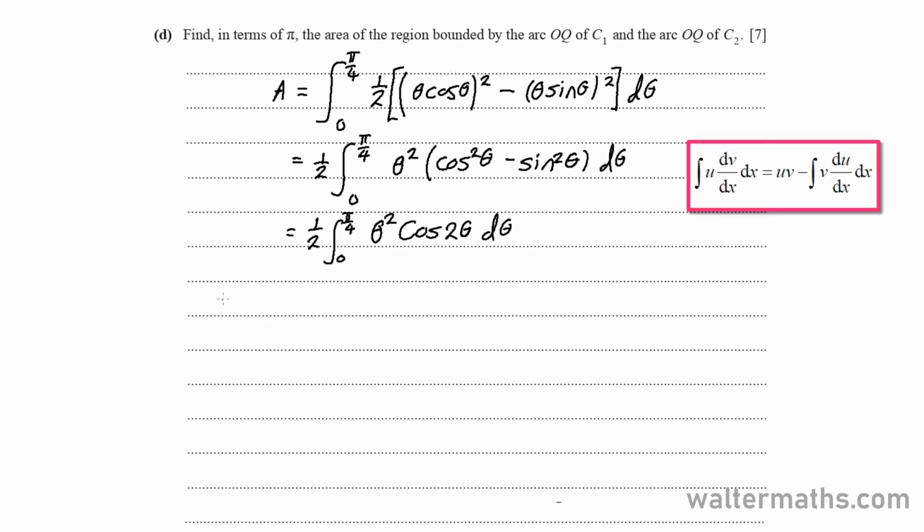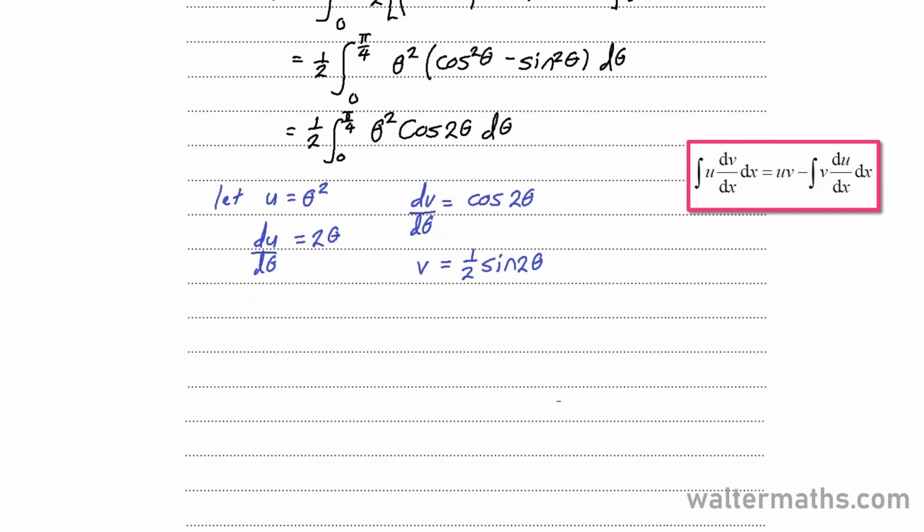So from here, I'll say let u be equal to theta squared, and dv by d theta be cos 2 theta. So here we'll have du by d theta coming out as 2 theta, and v will come out as integrating cos 2 theta, we get half of sine 2 theta. So it means that we'll have a half, which is this half that's already here, of uv, which is theta squared times half of sine 2 theta.